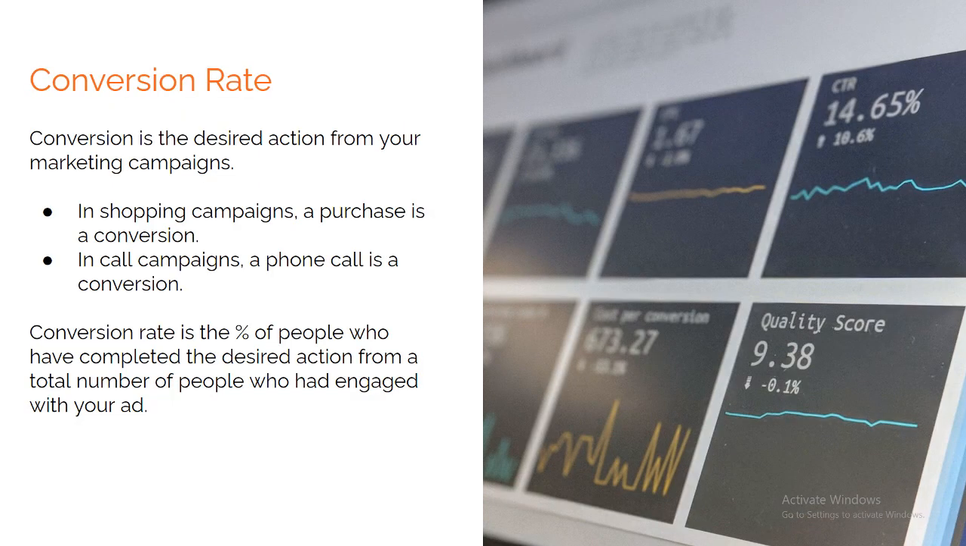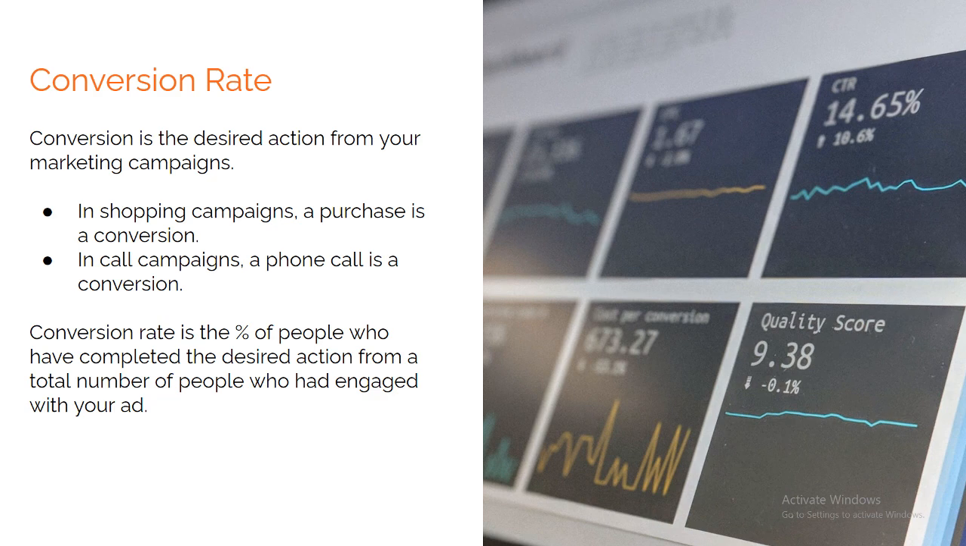So next one is conversion rate. Conversion is a desired action from your marketing campaigns. In shopping campaigns, a purchase is a conversion. In call campaigns, a phone call is a conversion. So a conversion is not always a purchase, right? A conversion is your desired goal, all right? So a conversion rate is a percentage of people who have completed the desired action from a total number of people who had engaged with your ad, not saw your ad, like viewed your ad.